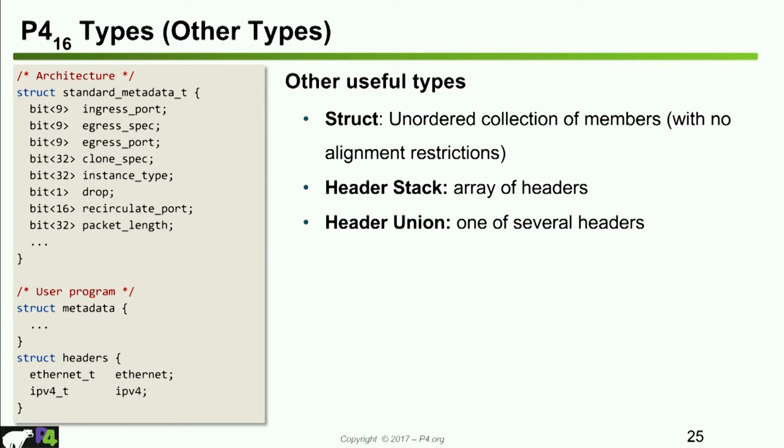A header stack is another useful type for protocols like MPLS, where we have multiple headers of the same type stacked on top of each other. So it's essentially treated as an array of headers. And a header union is an alternative of one of several different types of headers. For example, you might want to declare a header union consisting of an IPv4 header and an IPv6 header if you expect all packets that pass through your switch to contain one and never both of these.